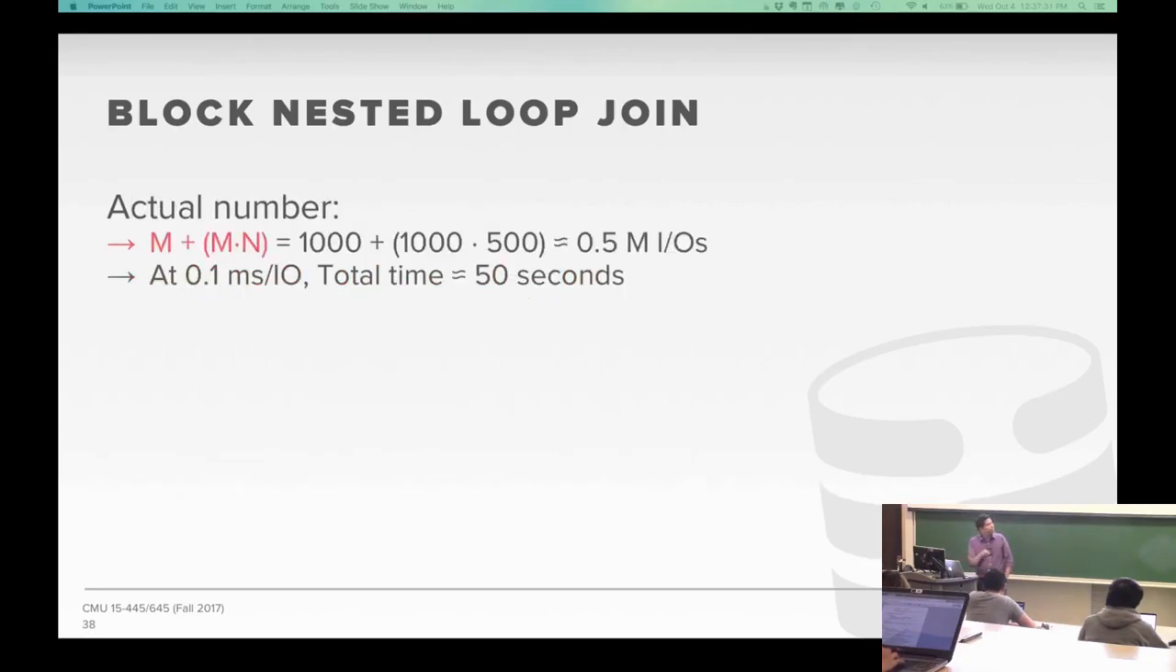If you just plug in the numbers, and make use of capital M instead of small m, you will see that we have significantly shrunk the total number of IOs. Earlier it was more like 50 million IOs. Now it's only about 0.5 million IOs. So you reduce the total time from 1 hour to 50 seconds just by making use of the block abstraction.